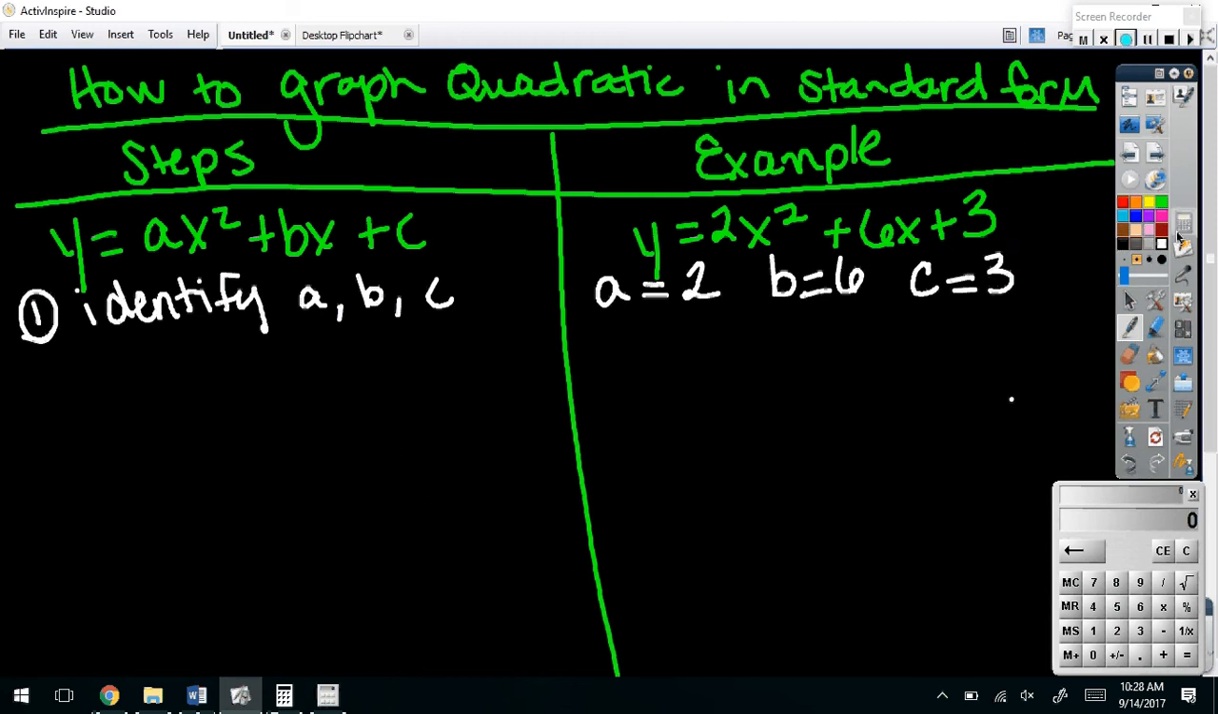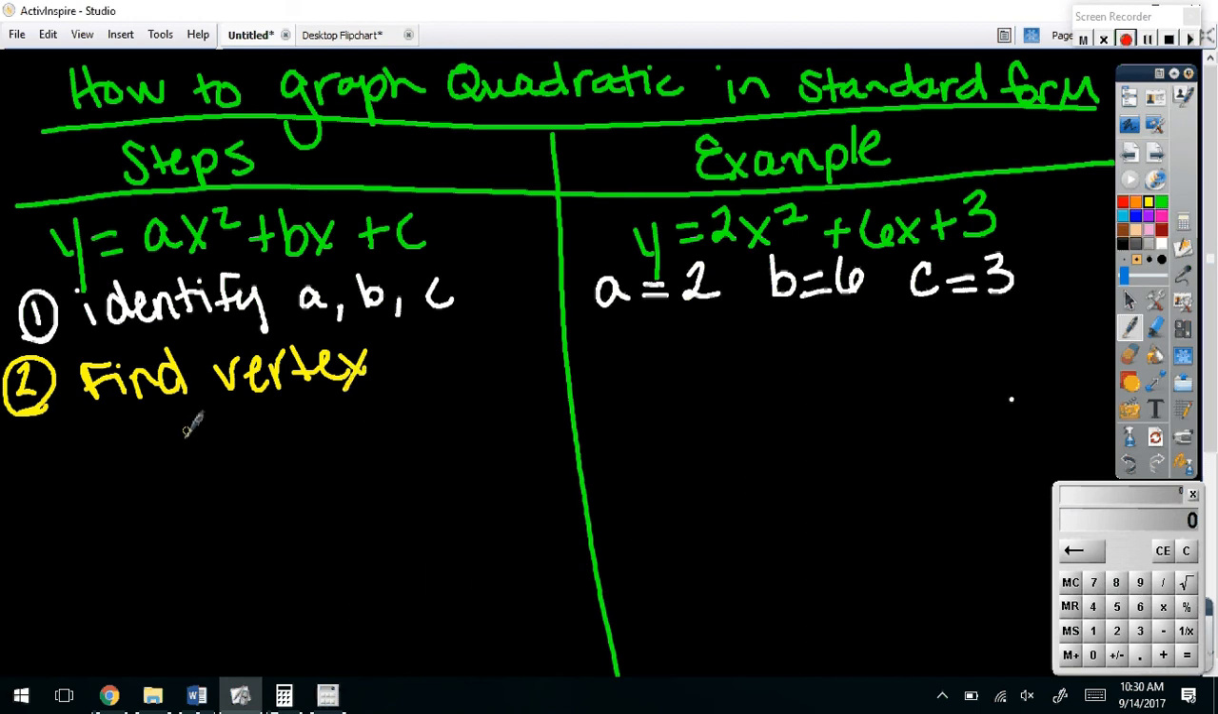What did we talk about was a critical part of the parabola? What's a critical part of the parabola? The vertex. This is the heart. The first thing we're going to do is find the vertex. There's a small formula that you have to remember to find the vertex.